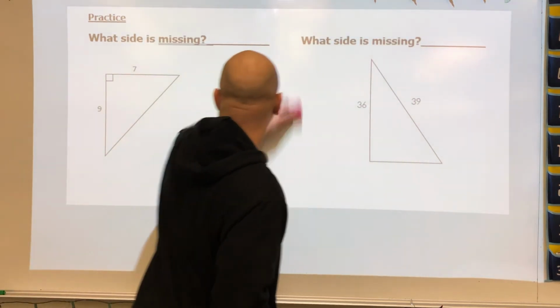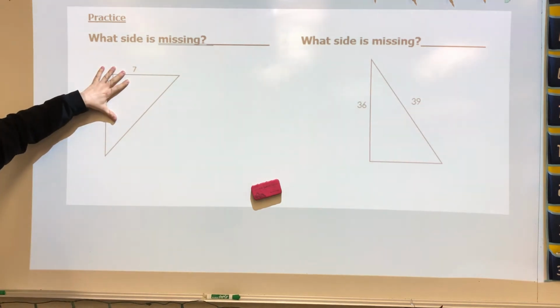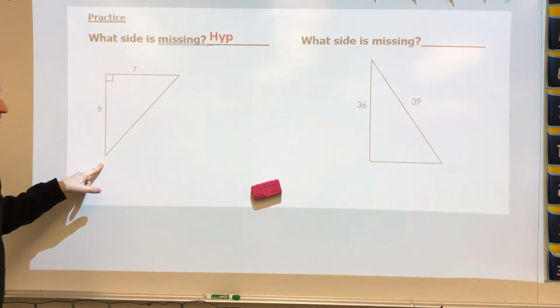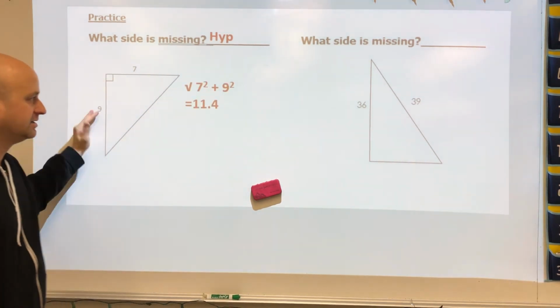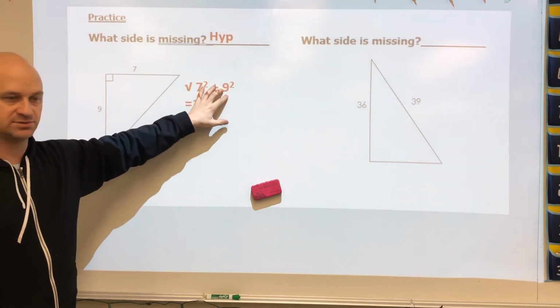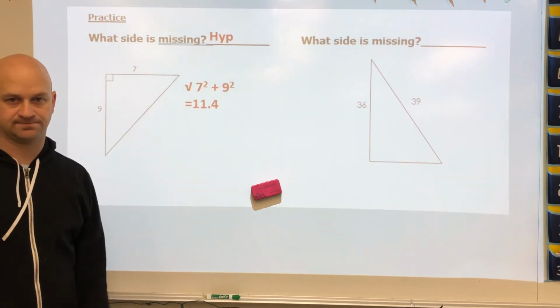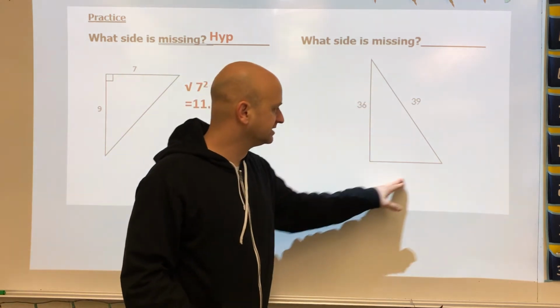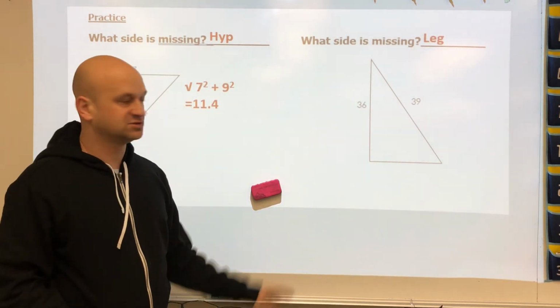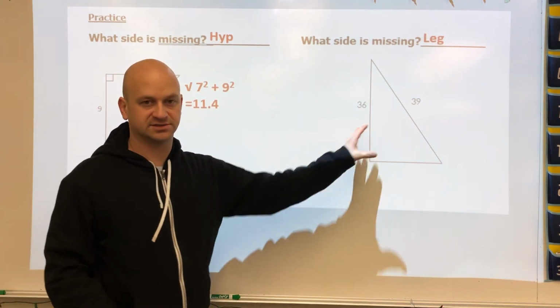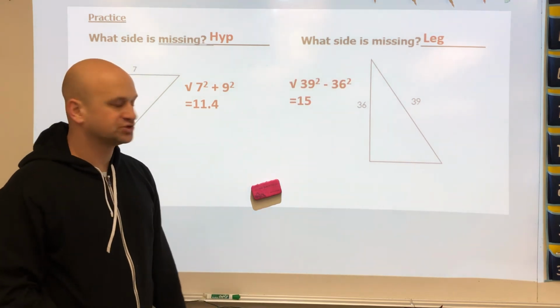Again, what is missing in this particular problem? It's missing the hypotenuse, and so we're going to add these up under the square root, and you should get 11.4. Over here, what are we missing? We're missing a leg, and so we'll take the big number squared minus the smaller number squared, and you should get 15.